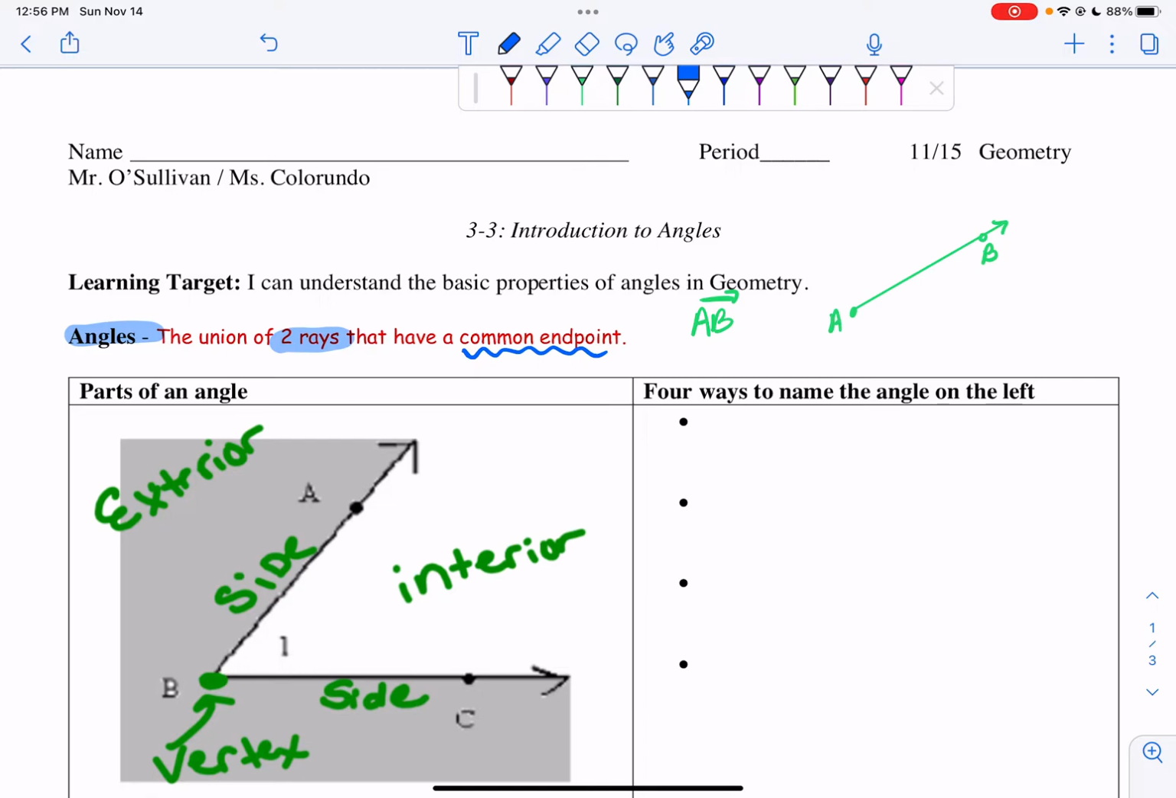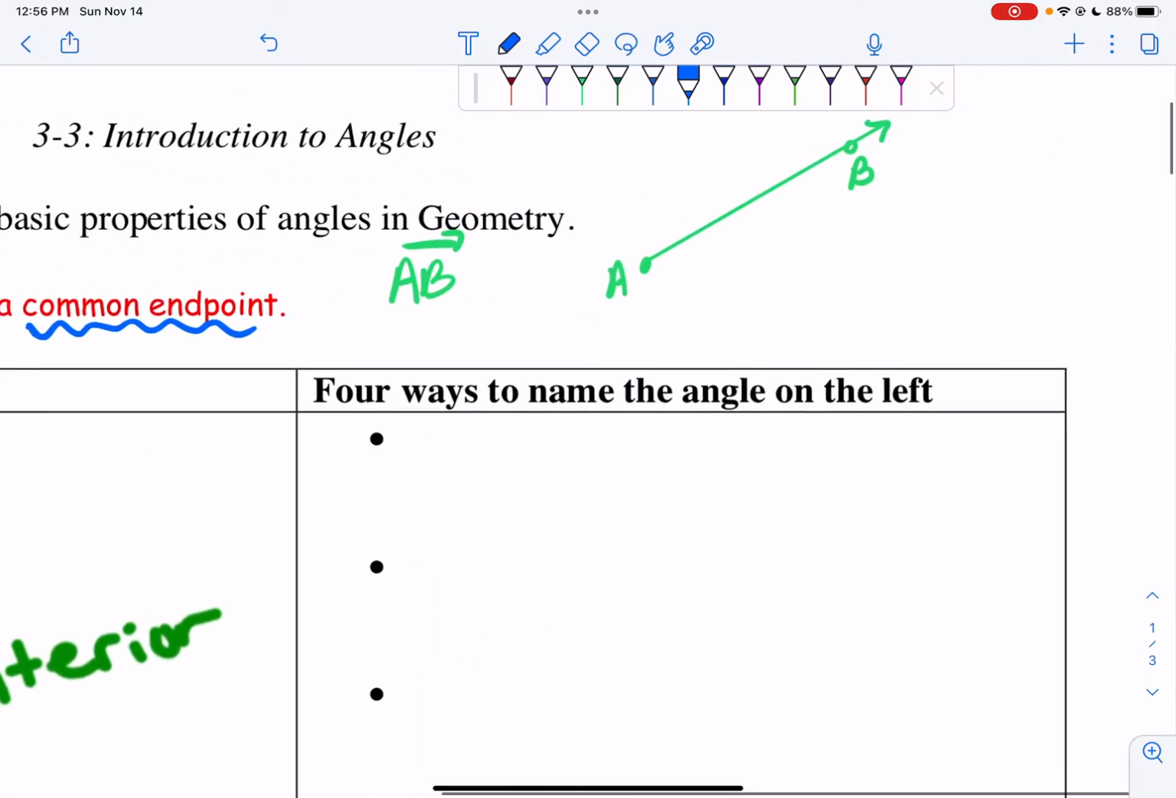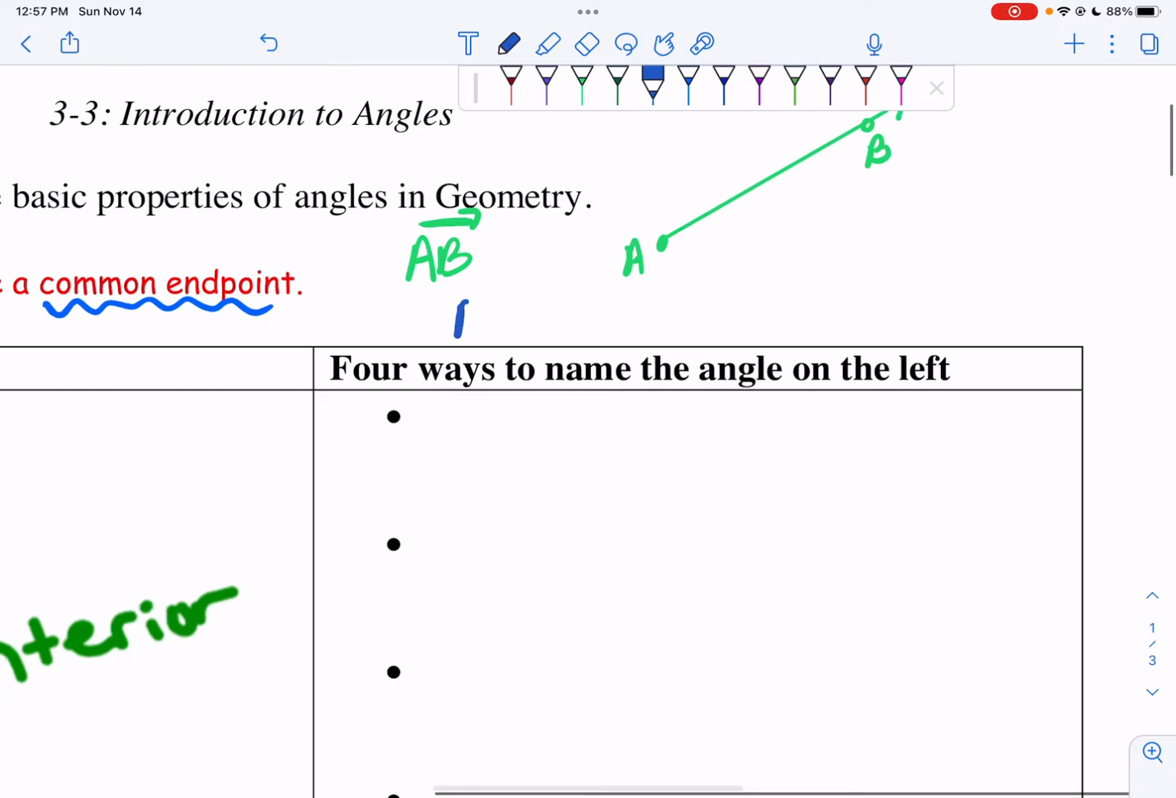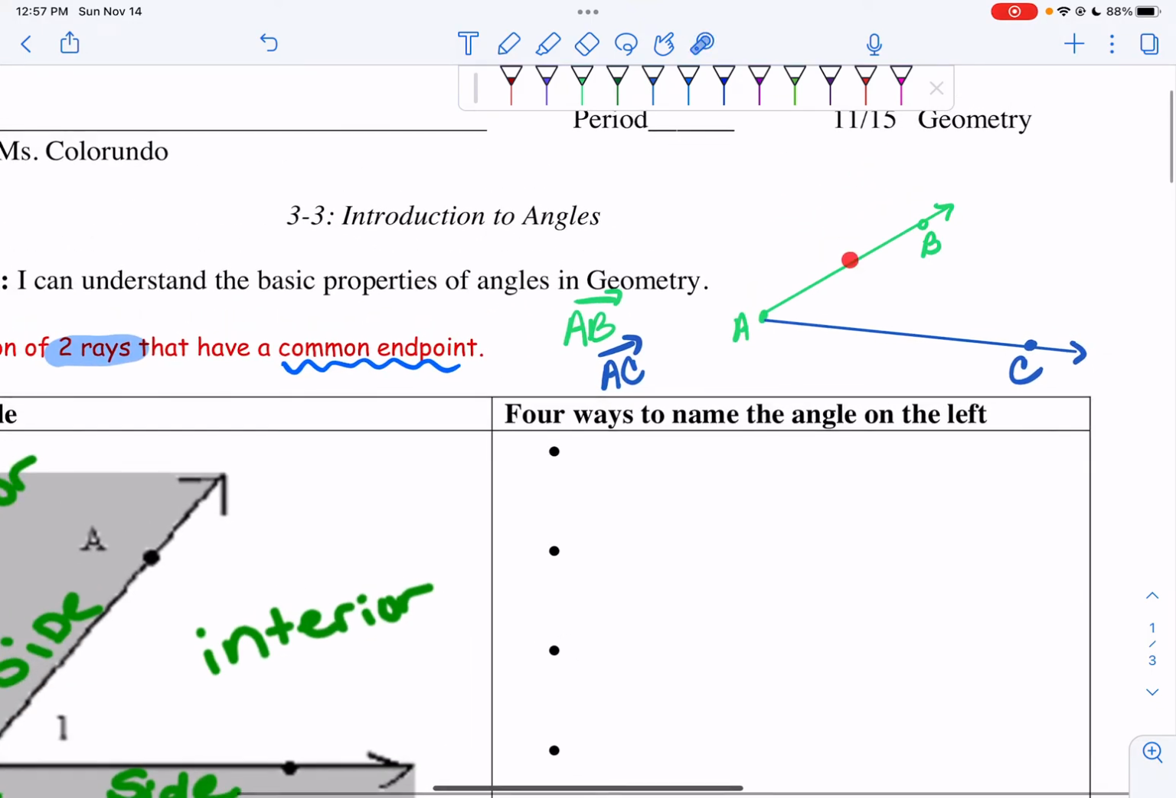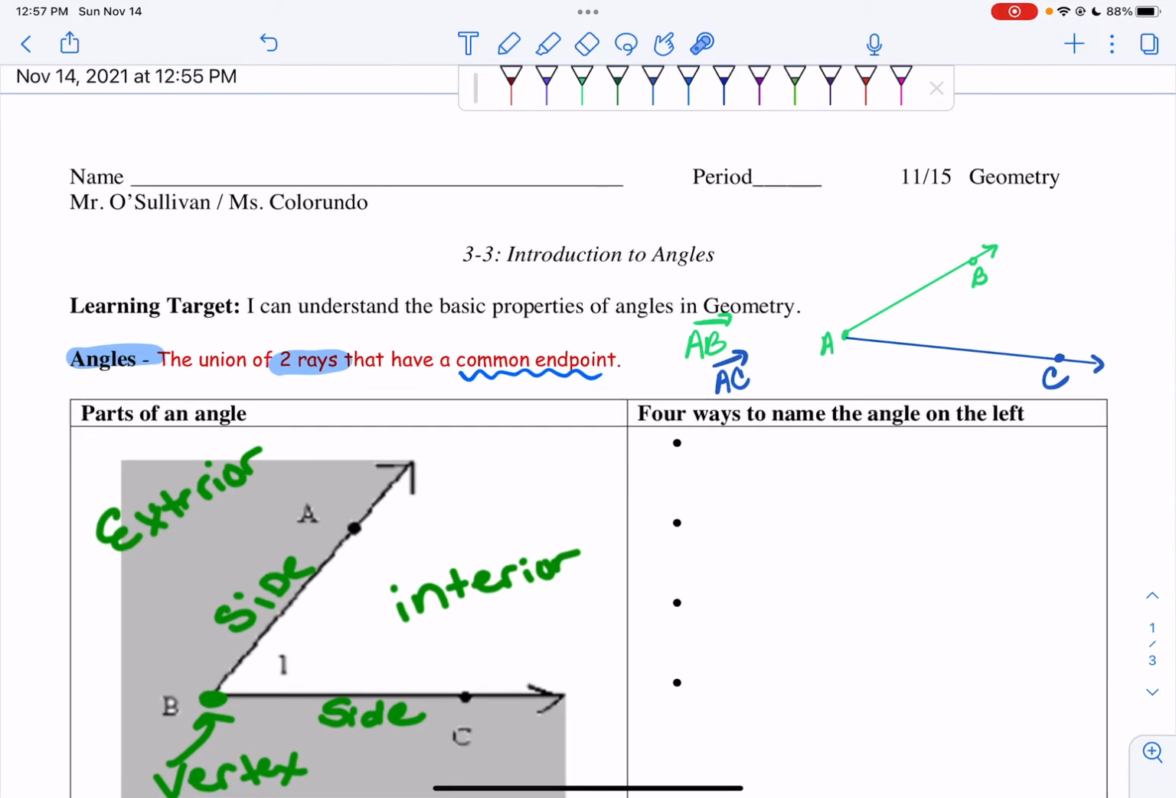Now, since I'm saying that they have that common endpoint, I can make another ray. And if I wanted to, I could make ray BC, or even AC. That's what I'm going to do. I'm going to make ray AC. So I start at A and then end at C. If you look, this is exactly an angle. It's opening up and I can find out what the value of that angle is. Right now it looks like it's definitely not that large because of this very tiny opening. So maybe we can classify that later on.